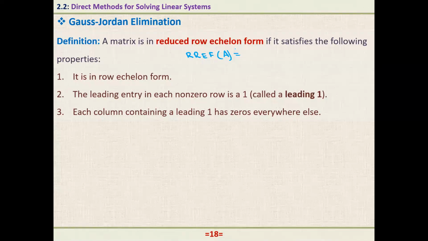So the leading entry in each non-zero row is 1, and each column containing a leading 1 has zeros everywhere else. Now in row echelon form, if you remember, only under the leading 1 it must be 0. All entries under the leading variable must be 0. But here, that leading entry must be 1, and above this one and below this one, all entries must be 0. Then we say that the matrix is in reduced row echelon form.